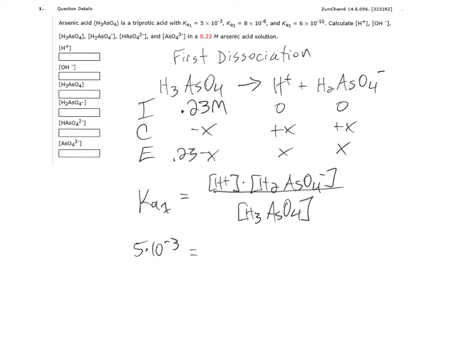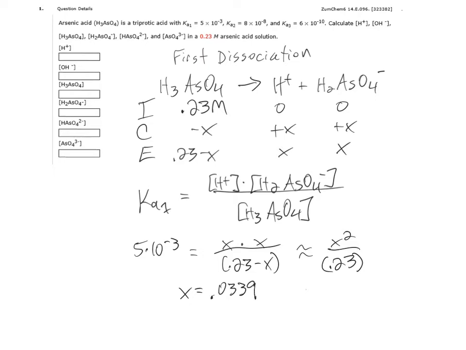so we may have trouble making the mathematical assumption. We'll make that assumption and then check to see if it was valid. So we're plugging in equilibrium concentrations, and if we go ahead and assume that the expression 0.23 minus x is roughly 0.23, then we have a nice workable equation. In this case, x works out to be 0.0339. Let's check percent dissociation.